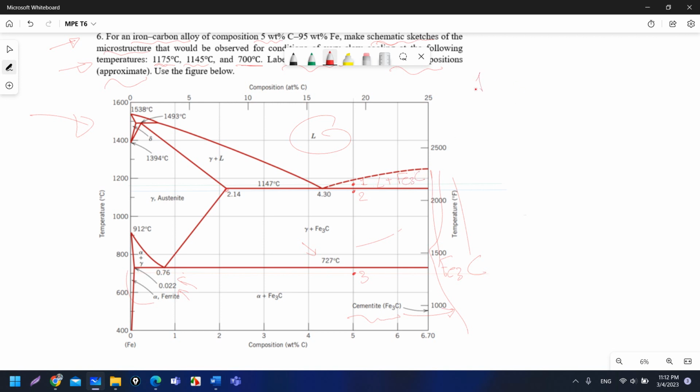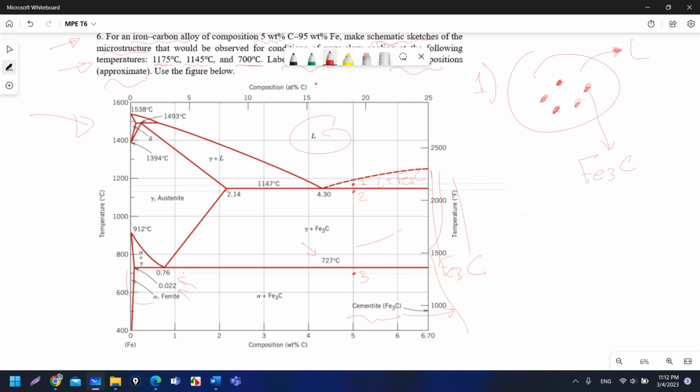So point 1 is a mixture of two phases, which are liquid plus cementite Fe3C. So if I want to draw the microstructure for point 1, I will have liquid outside, and I will have Fe3C as particles. So this one is Fe3C, and the white region is the liquid, L.